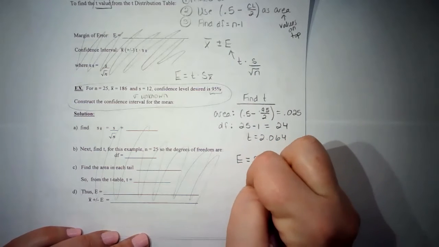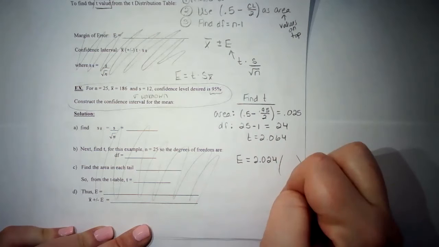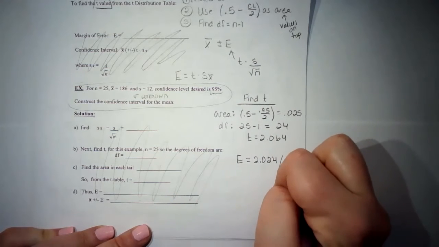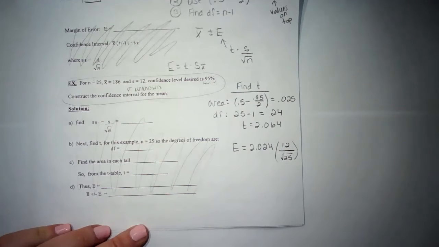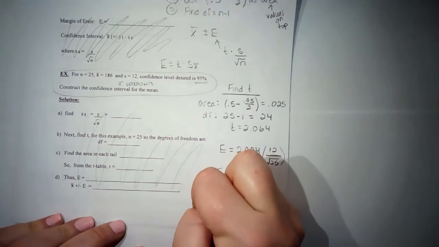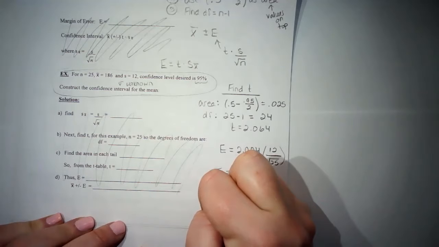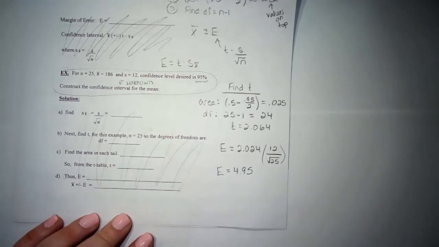So I have my t, 2.064, times s divided by the square root of n. Okay. It's going to give me a margin of error of 4.95.